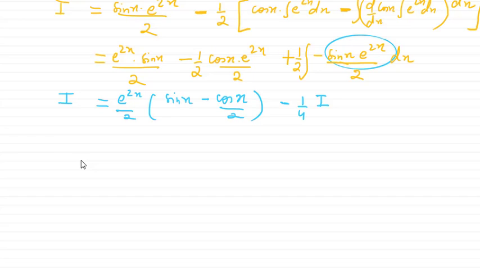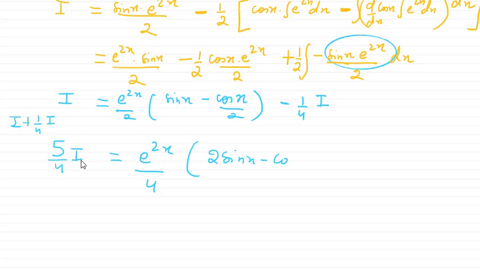Now we can write this thing as 5 by 4 I, because this minus 1 by 4 I you can take to the left side. So I plus 1 by 4 I will result to 5 by 4 I equals to e to the power 2x divided by, here you can take LCM also, so it will become 4, and then it will become 2 sin x minus cos x, and then here 4 you can cancel, so I will be e to the power 2x by 5 into 2 sin x minus cos x.